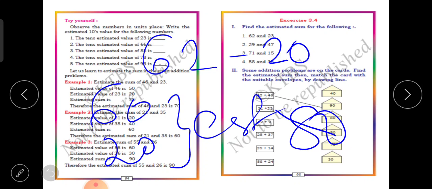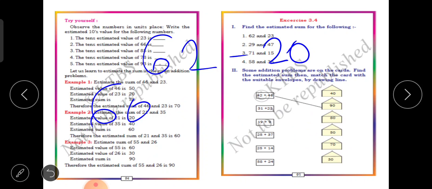Please do that. 31 plus 23 is 50. Next one, 19 plus 9. 19 is nearer to 20, so 20 plus 10, 30. Very good. 25 plus 37, this is 30 and that is 40, so 70. Next one, 25 plus 14: 25 is 30, 14 is 10. So 30 plus 10 is 40. Next, 58 plus 24: 58 is 60, 24 is 20, 60 plus 20 is 80. Is that clear, children?